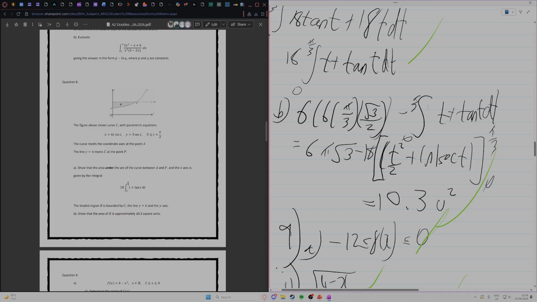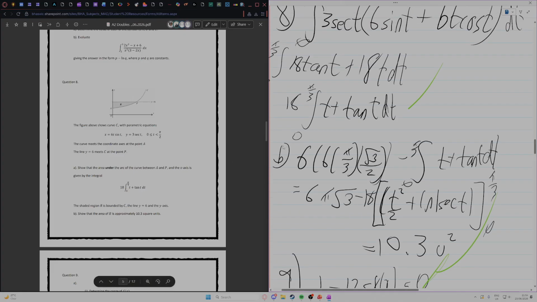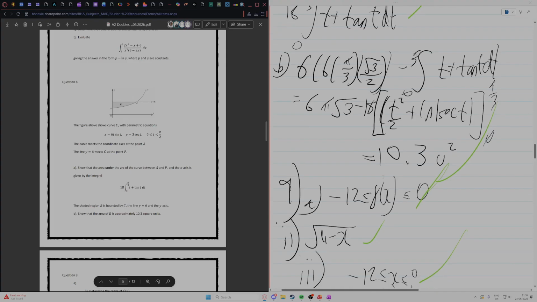Yeah. So then for part B, the x coordinate at this point you get being 6 times pi over 3 times sine pi over 3, because we know this point P here is at t equals pi over 3, which you can find from the earlier part. You substitute that in to find the x coordinate, and then it's just a rectangle, and you subtract that from the integral, and then you find the answer.